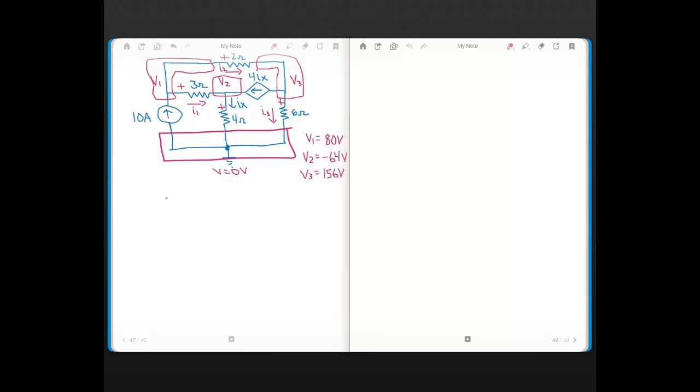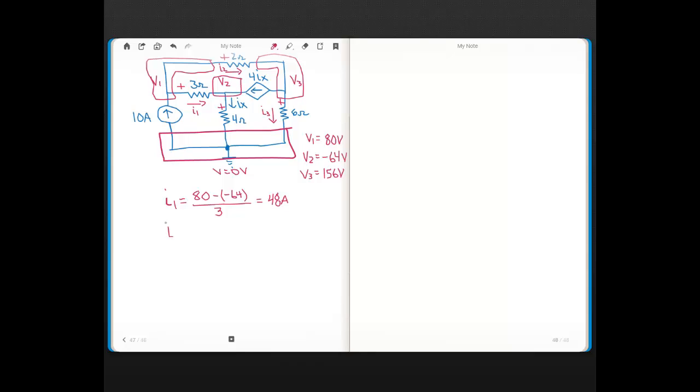So I1, which is the current through the 3 ohm resistor, well, it's just going to be the voltage across the 3 ohm, which is the difference of V1 and V2. Okay, V1 minus V2, so that would be 80 minus 64 volts. That's the voltage across the 3 ohm resistor. Then to get current, you divide by its resistance 3. So 144 volts divided by 3, that's 48 amps. Okay, so there's 48 amps flowing through that 3 ohm resistor and flowing into V2.